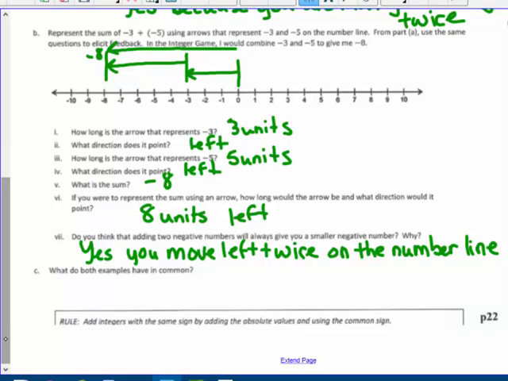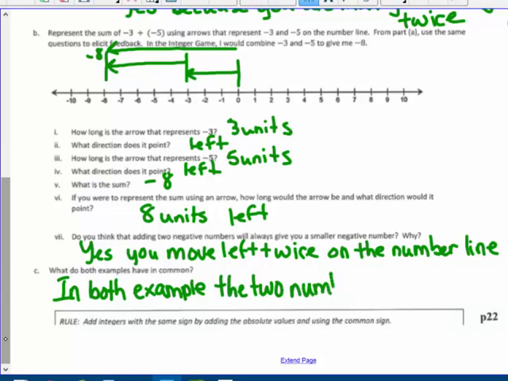What do they have in common? In both of these examples, we added the numbers together. 3 plus 5, 8, -3, -5, -8. In both examples, the two numbers, the 3 and the 5, whether it was positive or negative, got added together.